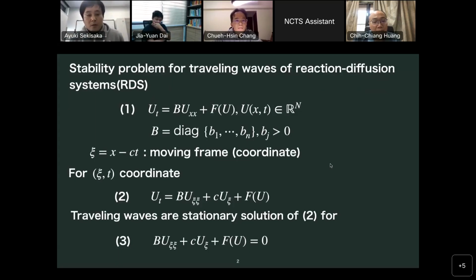We consider the reaction diffusion equations, and we take a moving frame, or moving coordinate, x equals x minus ct, where c is the speed of traveling waves. For the time t coordinate, equation 1 is written as equation 2. Traveling waves are stationary solutions of equation 2. That is, a traveling wave satisfies equation 3.